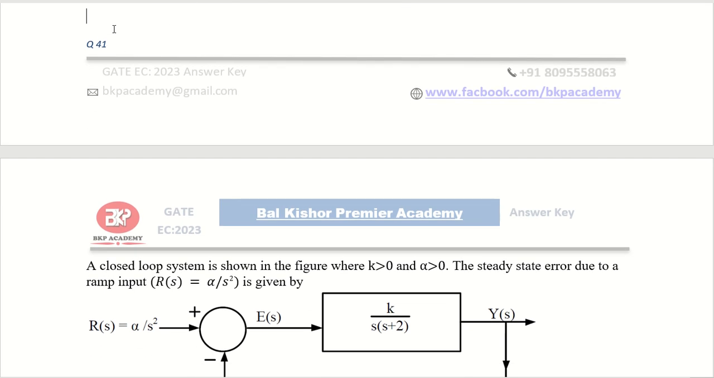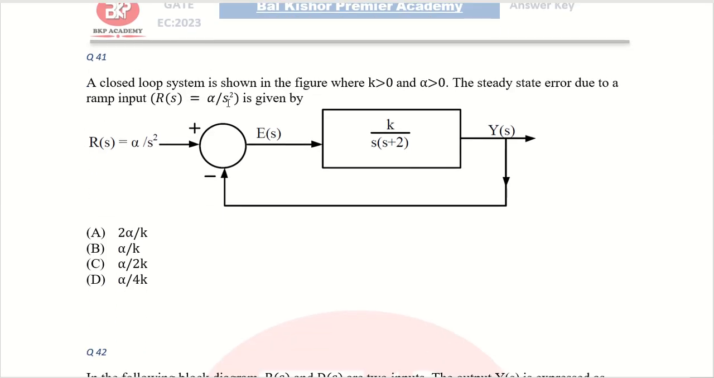Then coming to question number 41, the solution that you are going to get is going to come up as option A.